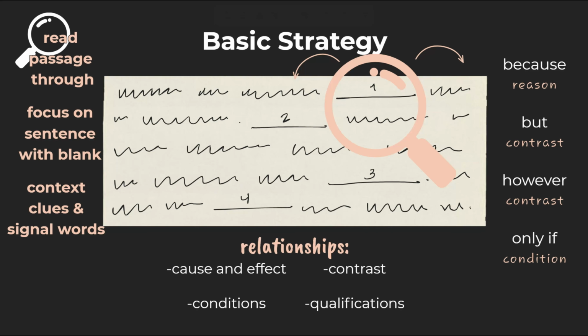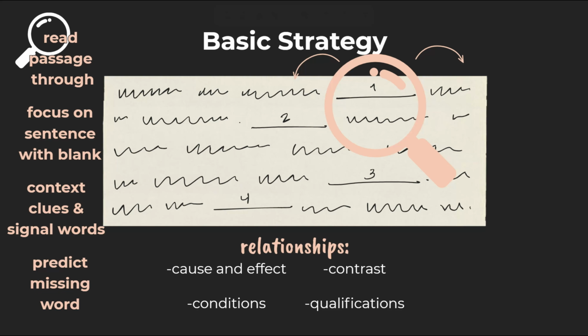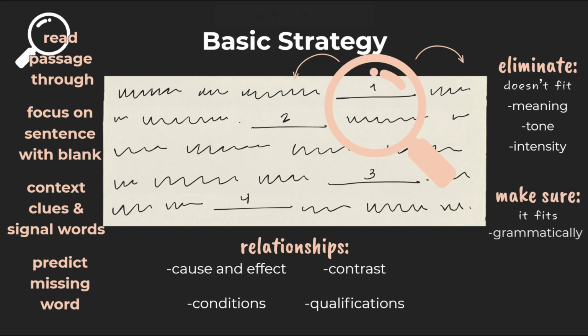Clues don't always come from signal words. Sometimes the sentence defines the missing word directly, and sometimes the tone of the passage helps you choose between answer choices. Once you understand the relationship, predict the missing meaning in your own words. Then compare the choices, eliminating the words that don't fit the meaning, tone, or degree of intensity of the passage, and plug the best answer back into the sentence to make sure it fits grammatically, naturally, and logically.